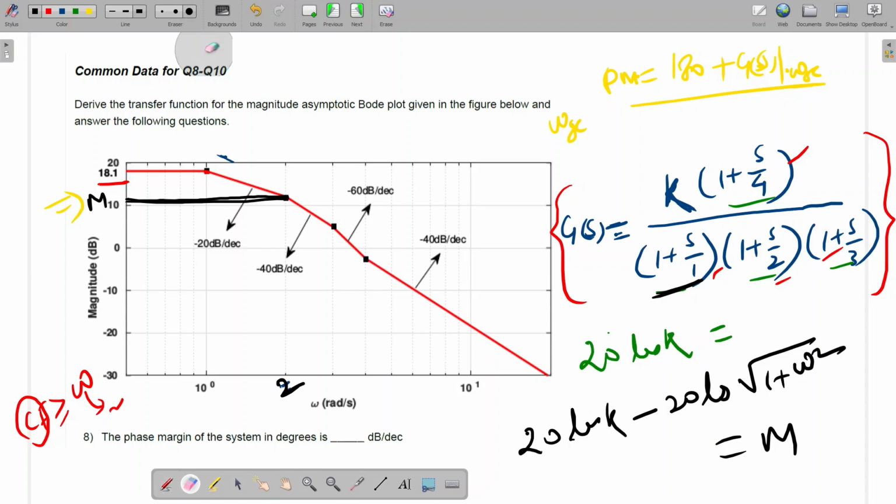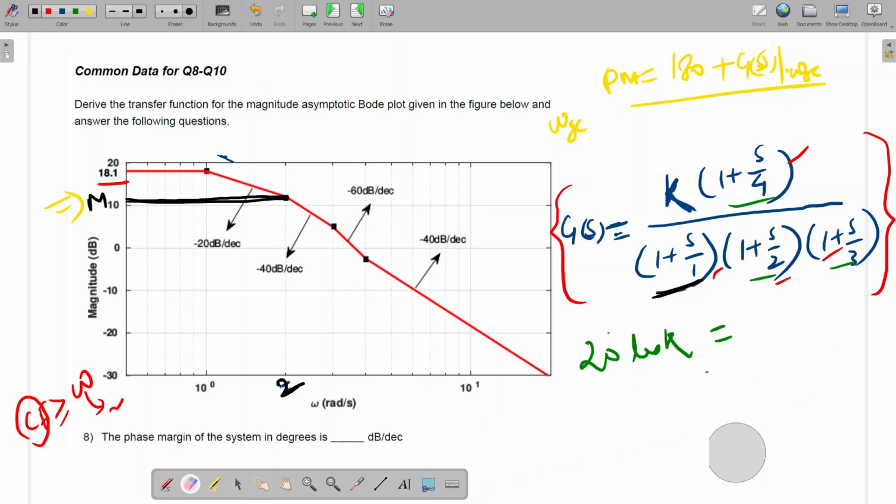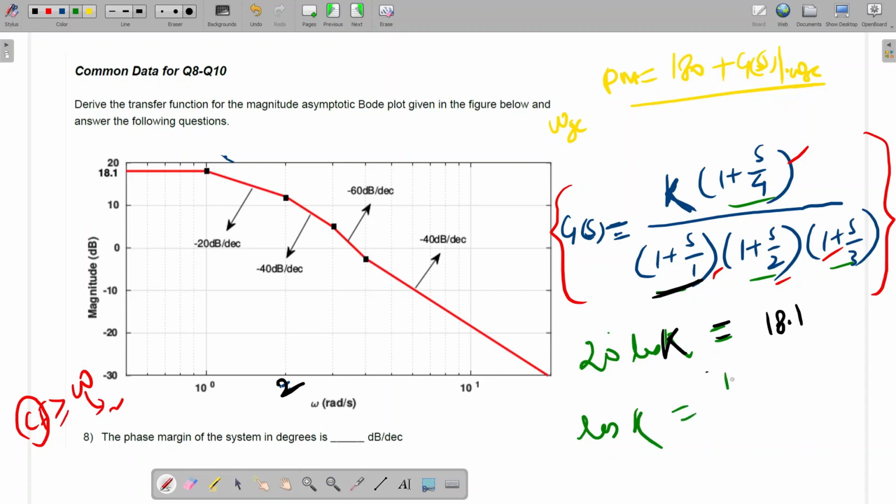So here we know the magnitude at s equal to 1. So all should be neglected and then only 20 log k will come. This should be equal to how much? 18.1. Correct? So now we can find the value. Log k will be equal to 18.1 divided by 20, and k will be 10 to the power 18.1 divided by 20.